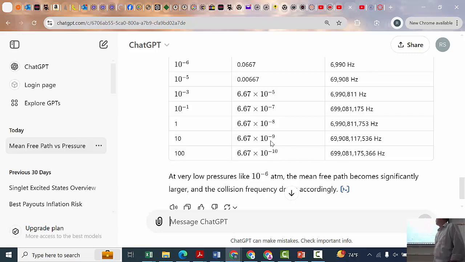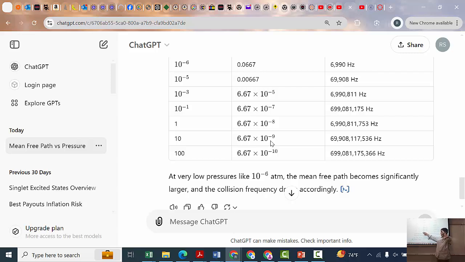Well, we can go down further. What if we go to 10 atmospheres? If we go to 10 atmospheres, we're compressing the gas. And at 10 atmospheres, how far does it travel before it hits something? Which is about what? I don't remember. It's about 7 nanometers. Yeah, 7 nanometers.